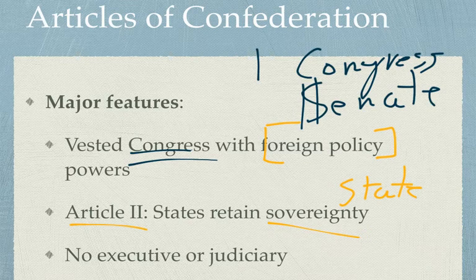It was missing all kinds of things that you're used to. There was no president, i.e. no executive. There was no Congress. There was no judiciary because there were no laws passed by Congress over citizens.